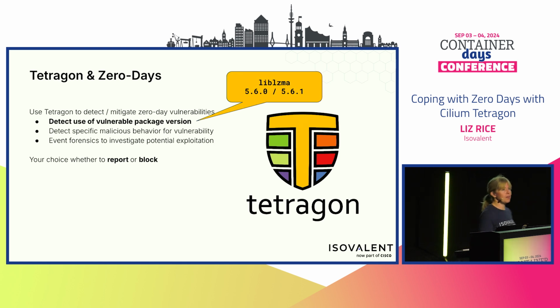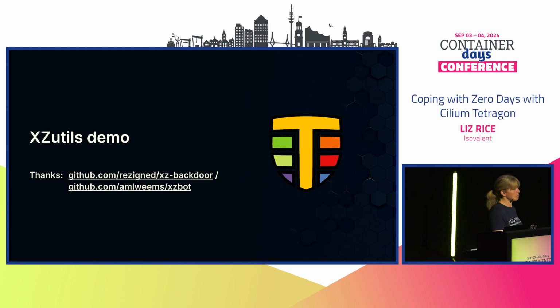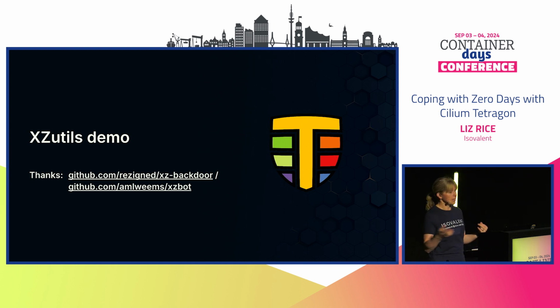So the most straightforward thing we can do with Tetragon is figure out whether those versions of that library are actually being used in your deployment. Are we accessing that file? And we can write a policy that will detect that particular package, that particular version. I've got a demo here that uses a compromised version of XZ Utils. So shout out to these two GitHub projects, one of which is a containerized version of this xzbot project from amlweems. I don't know if that's how they say their handle.